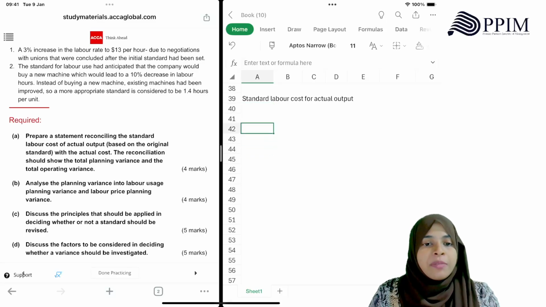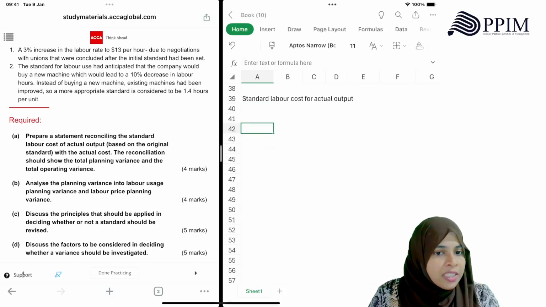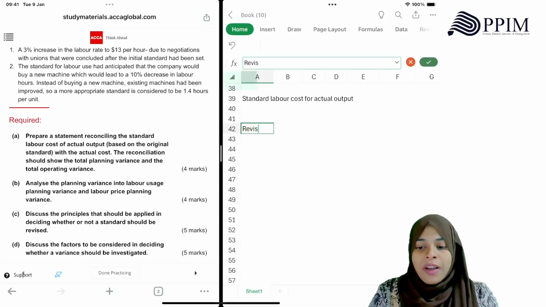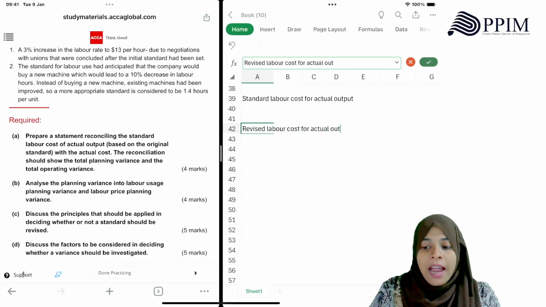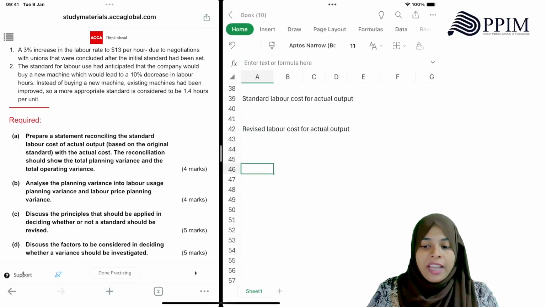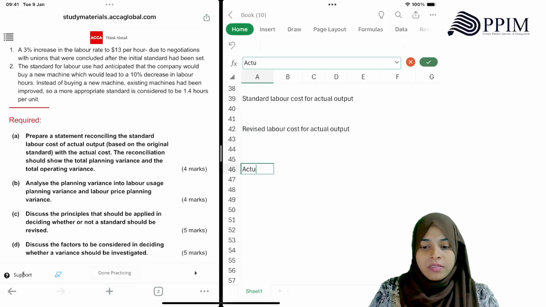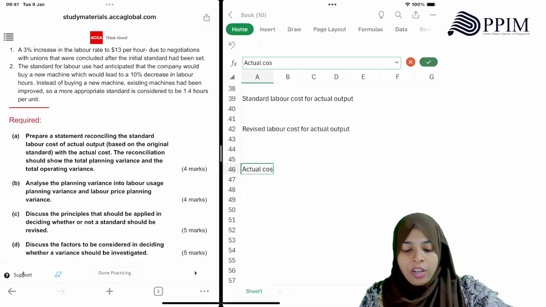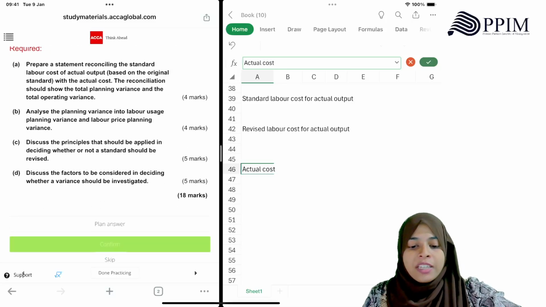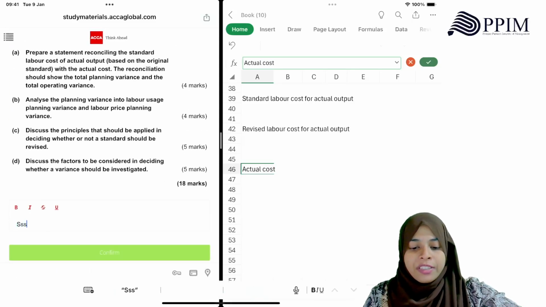Then guys, what's happening in between here? There's a revised standard, right? So we also have to find the revised standard labor cost. Revised labor cost for actual output. Correct? And we have to also take the actual labor cost. Now when you're reconciling it, they're telling you to reconcile it based on planning and operational variances.